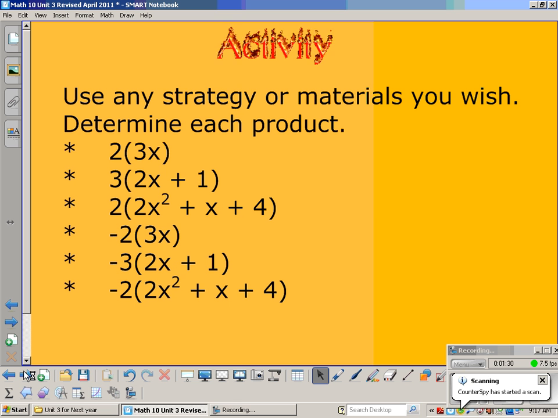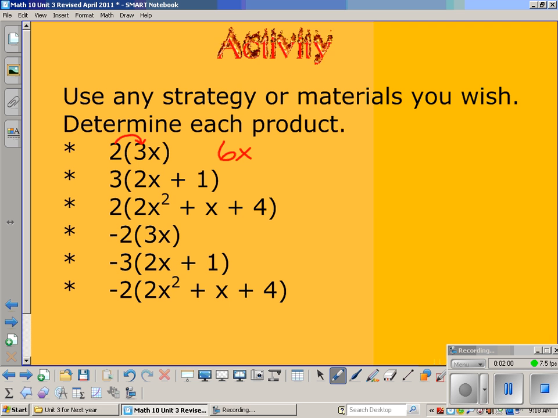So I'd like you to take a minute and I'd like you to think about this. Think back to what you did in Math 9. See if you can determine the product of each of these. All right, in this first one, hopefully you will have remembered that you need to multiply these together, and that 2 times 3 is 6, and we have the variable x, so it's 6x.